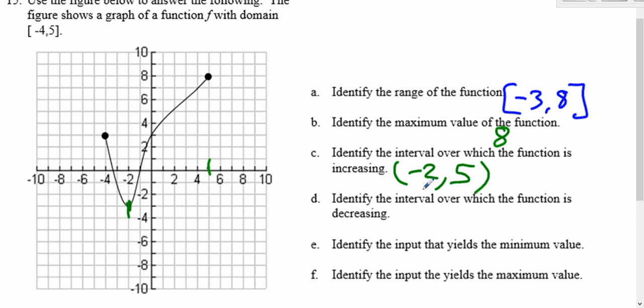And we always do parentheses for intervals of increasing and decreasing because at the endpoint it's not doing anything. It stopped. It's no longer increasing. At the bottom it's not doing anything either because it just changed.